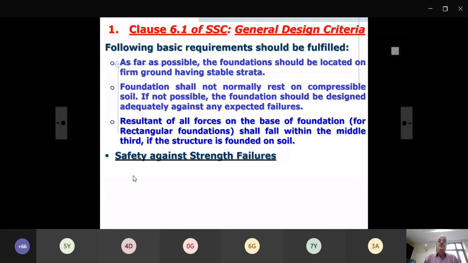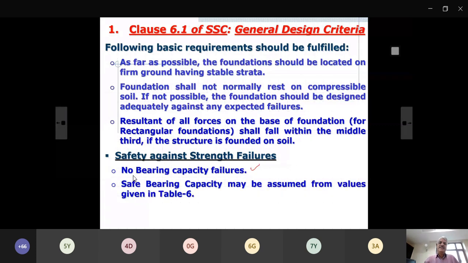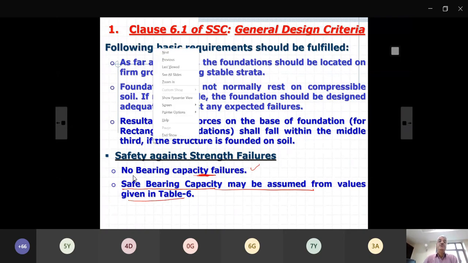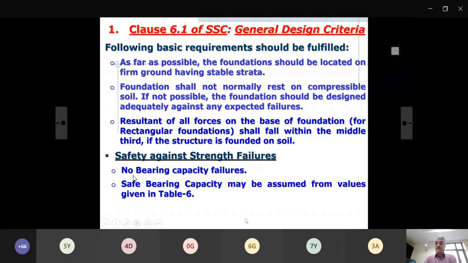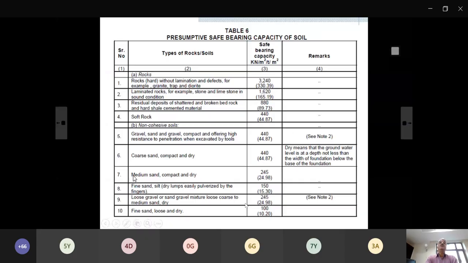Okay. Now another thing which our code talks about is safety against strength failure. So it says there should be no bearing capacity failure. First thing. So for open foundation, we must check for bearing capacity, and then it says for initial or preliminary design, or for design of smaller structures which are not important, the so-called safe bearing capacity, considering only bearing capacity point of view, not settlement point of view, you can assume from the values given in table 6 of substructure code, and this is how table 6 looks like.